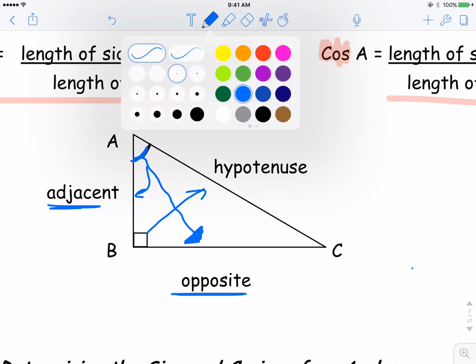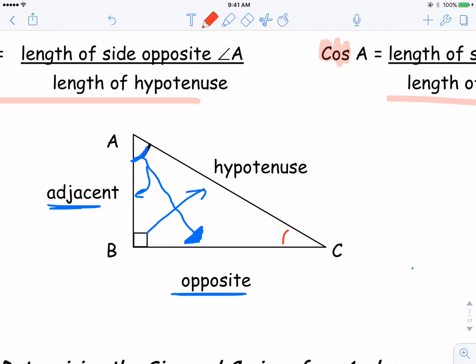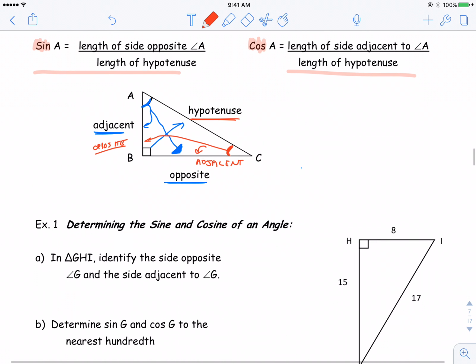Now, I'll switch colors here. If we're talking about this angle, then our labels are going to change. The hypotenuse still remains the same. But this side would be opposite because it's opposite to the angle that we're talking about. This side would be the adjacent because it is beside the angle that we're talking about. So, something to remember.